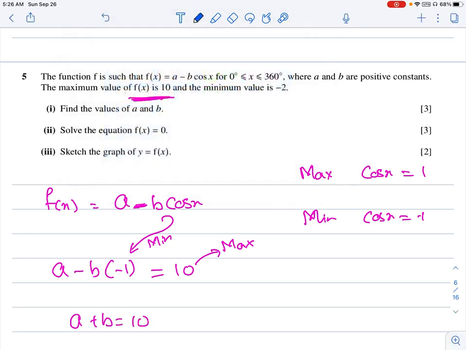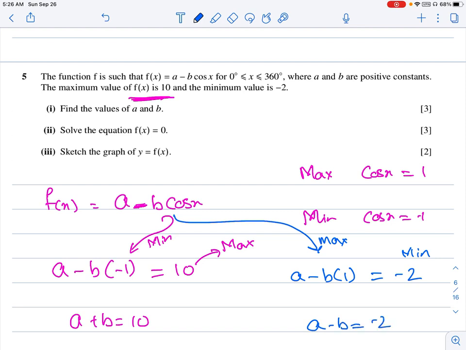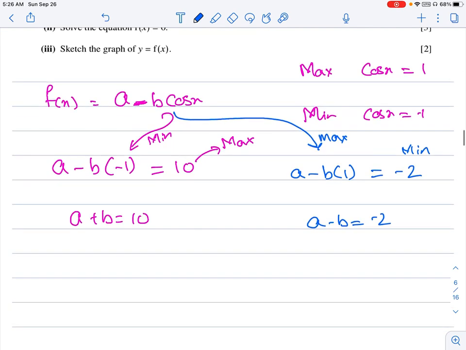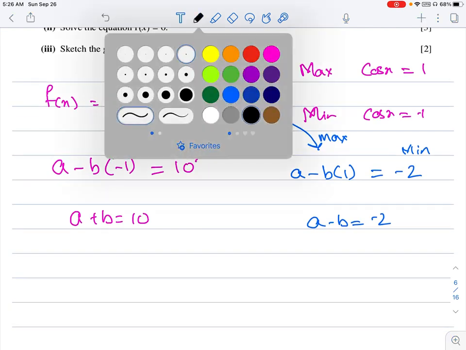Now you have to take the maximum value of cos, which is plus 1, in a minus b to get the minimum value of the entire expression, minus 2. So a minus b is equal to minus 2. Because of the negative symbol, when you take the minimum value, the final answer is maximum, and when you take the maximum value, the final answer is minimum. You got two equations. Now solve these two equations.